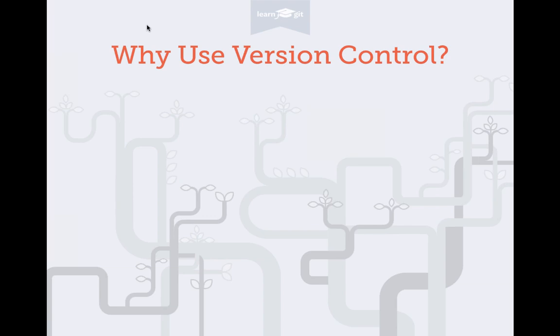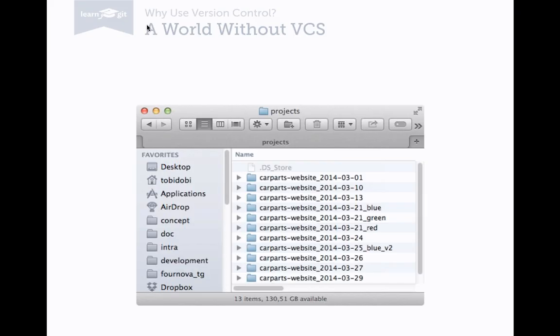So the next question is, why should you use version control? If we look at a world without version control, it might look a little bit like this. This could be different versions of a project, and a lot of people simply copy the project folder and append the date to the name and even some variants.